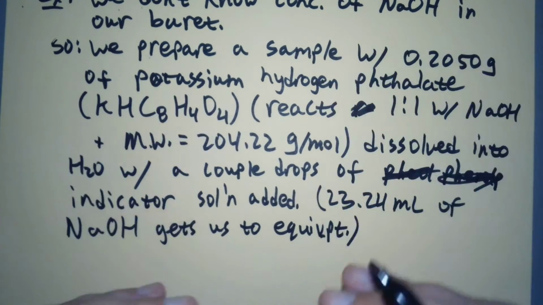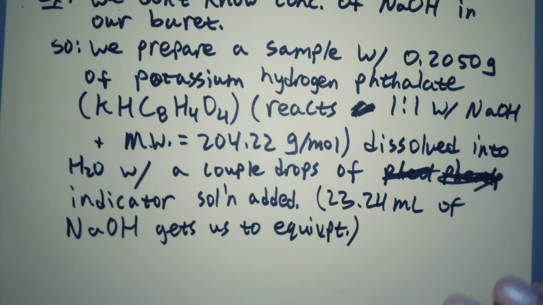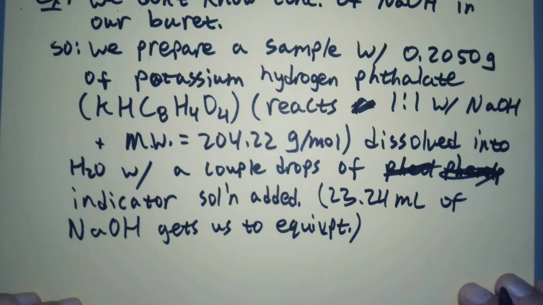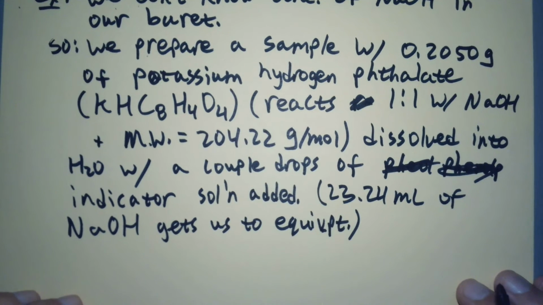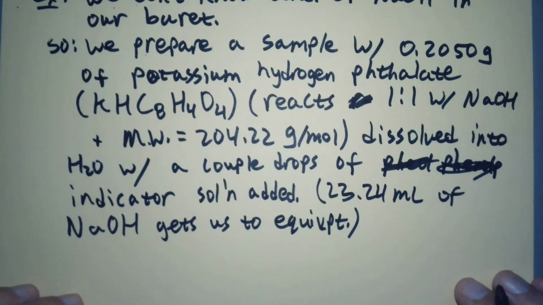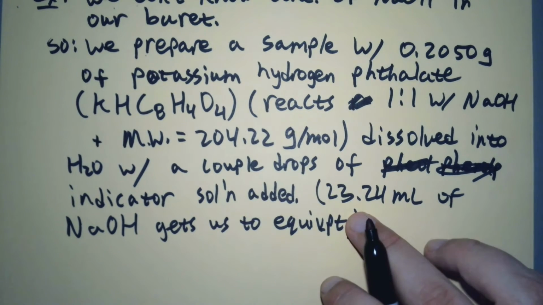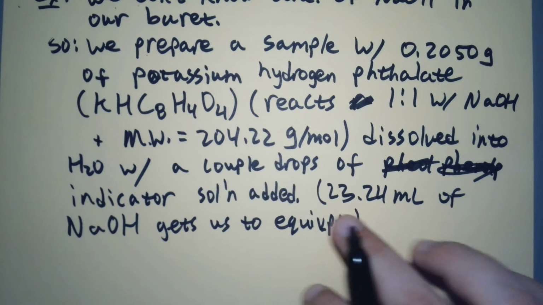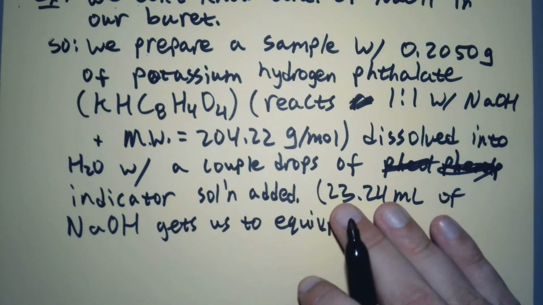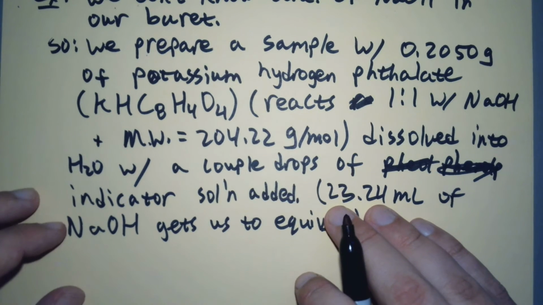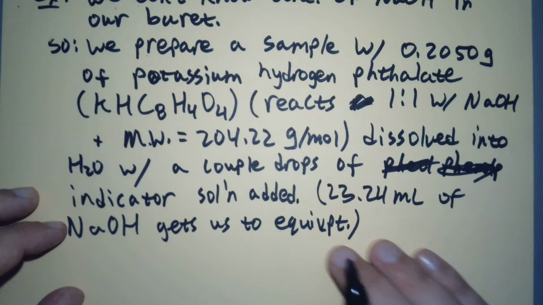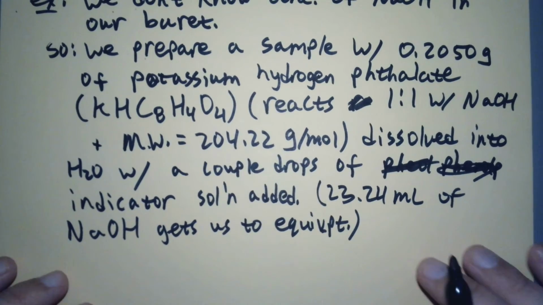So we dispense 23.24 milliliters out of our burette. Oh, this is such a sloppy problem. Sorry, I had to scribble a lot of stuff out. Just looking at too many things at the same time. Okay, so however many moles of KHP were in our sample, that's how many moles of NaOH are in 23.24 milliliters of our NaOH. And that's what we're trying to standardize. Okay?